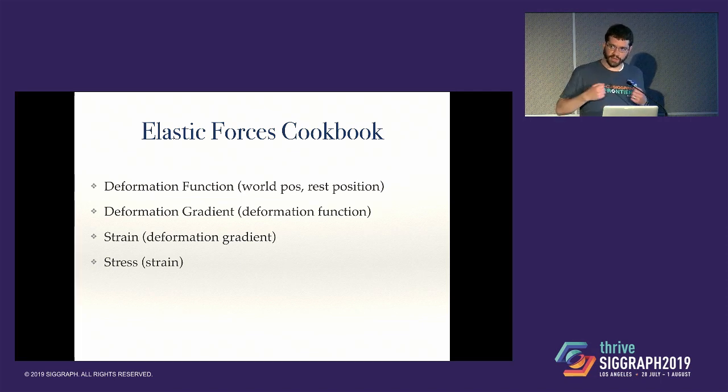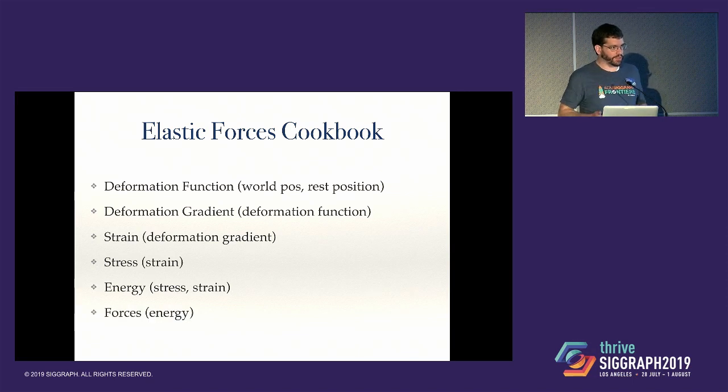modeling. So different materials have different stress-strain relationships, and materials like skin and other biological tissues have really interesting and complex stress-strain relationships. And then we compute some energy, which will be a function of the stress and the strain. And then we compute forces, which are the negative gradient of that energy function. They try to minimize the energy.